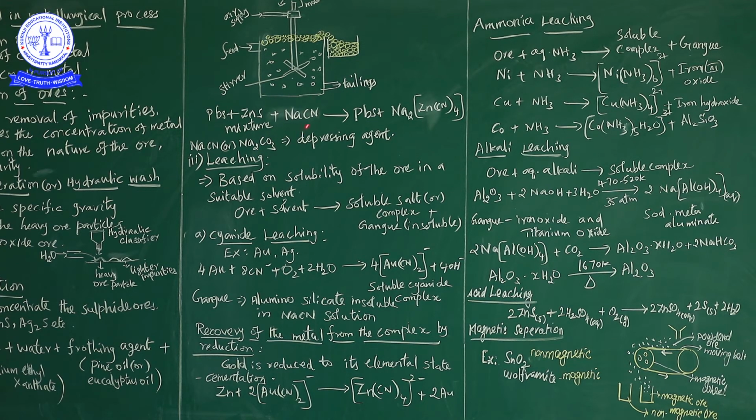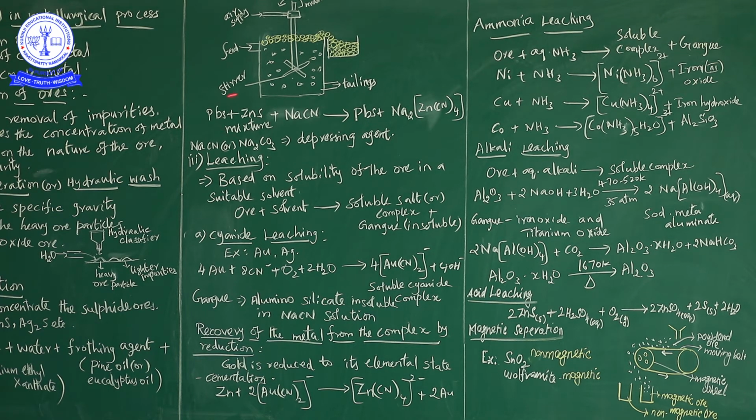Sodium cyanide depresses the frothing property of zinc sulfide. Sodium cyanide combines with the zinc sulfide and forms sodium zincate. The sodium zincate does not have the floating property, so we have the lead sulfide only.